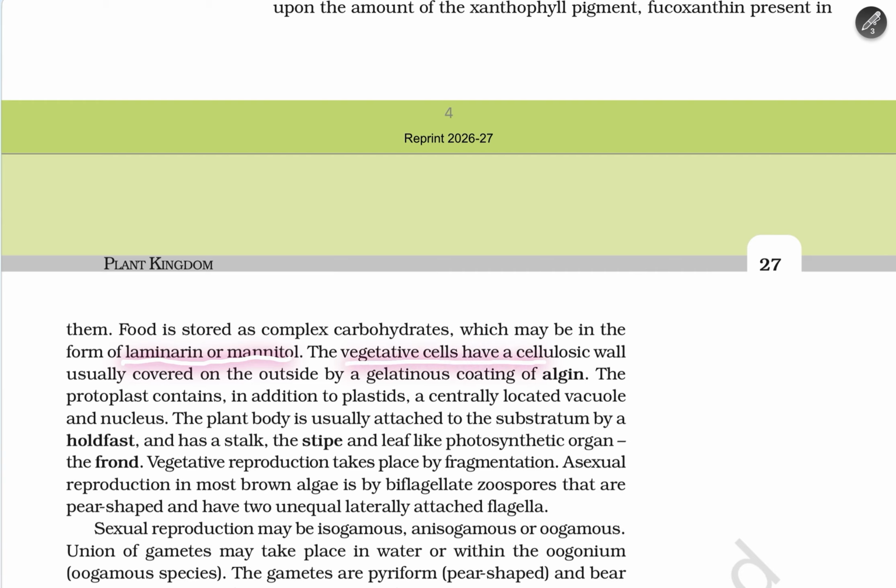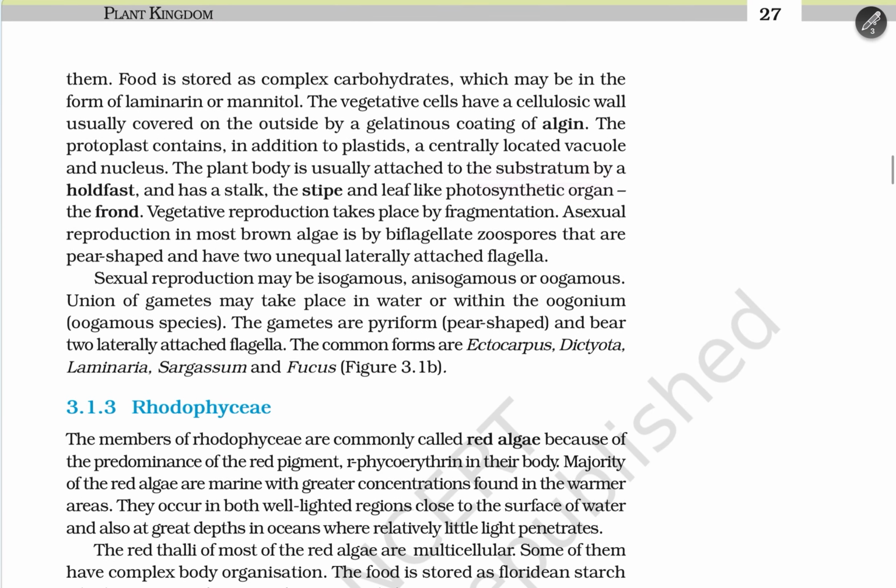Vegetative cells have a cellulosic wall usually covered outside by a gelatinous coating of algin. The cells contain, in addition to plastids, a centrally located vacuole and the nucleus. The plant body is usually attached to a substratum by a holdfast, and has a stalk or stipe and a leaf-like photosynthetic organ called the frond. Vegetative reproduction takes place by fragmentation. Asexual reproduction in most brown algae is by biflagellated zoospores, which are pear-shaped and have two unequal laterally attached flagella. Sexual reproduction may be isogamous, anisogamous or oogamous.